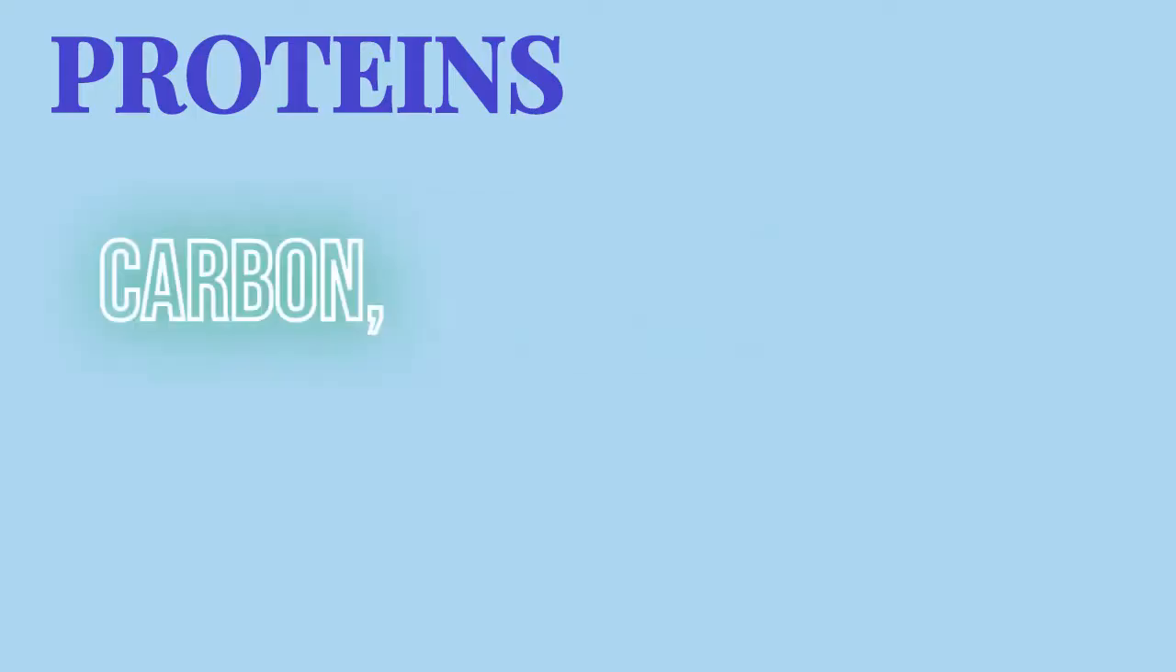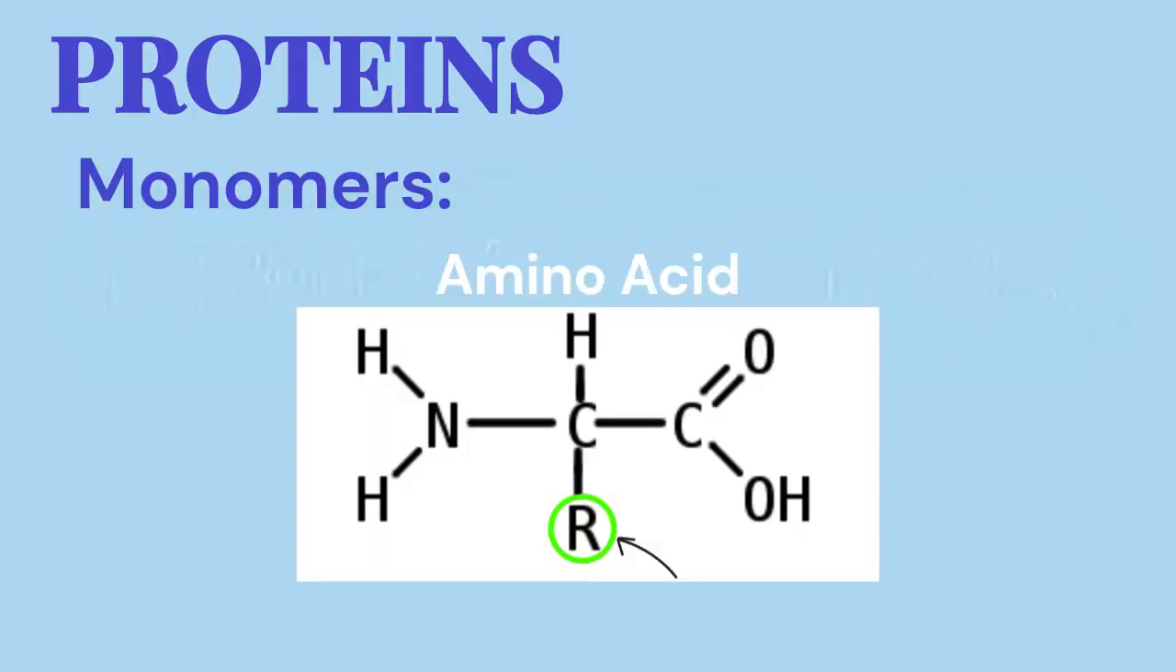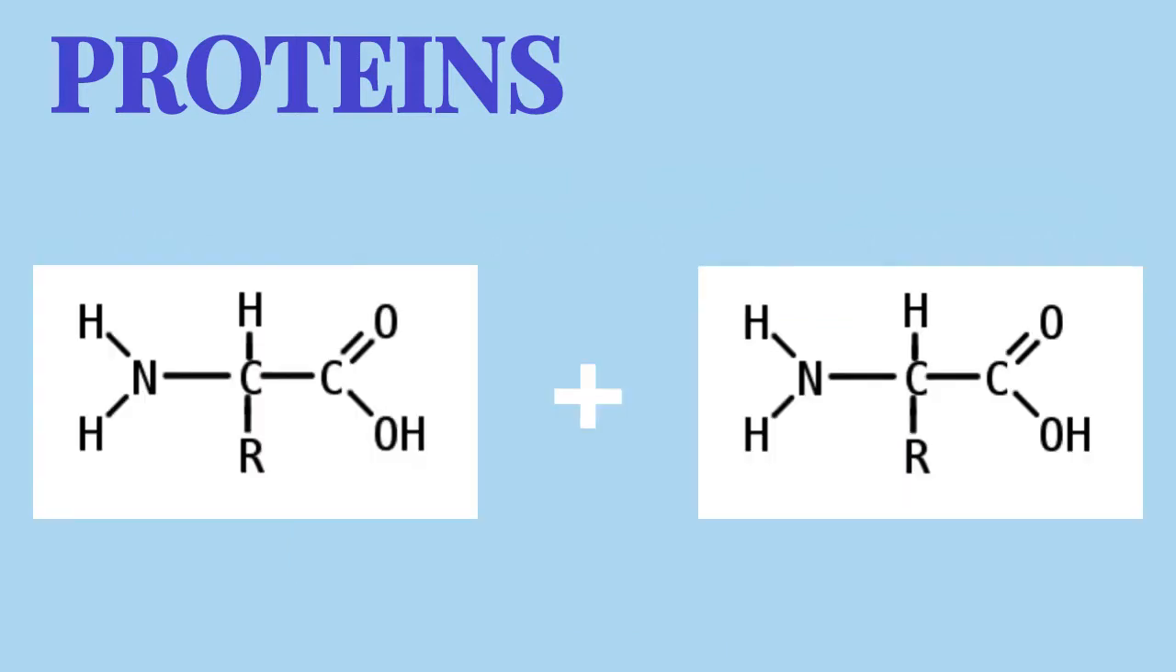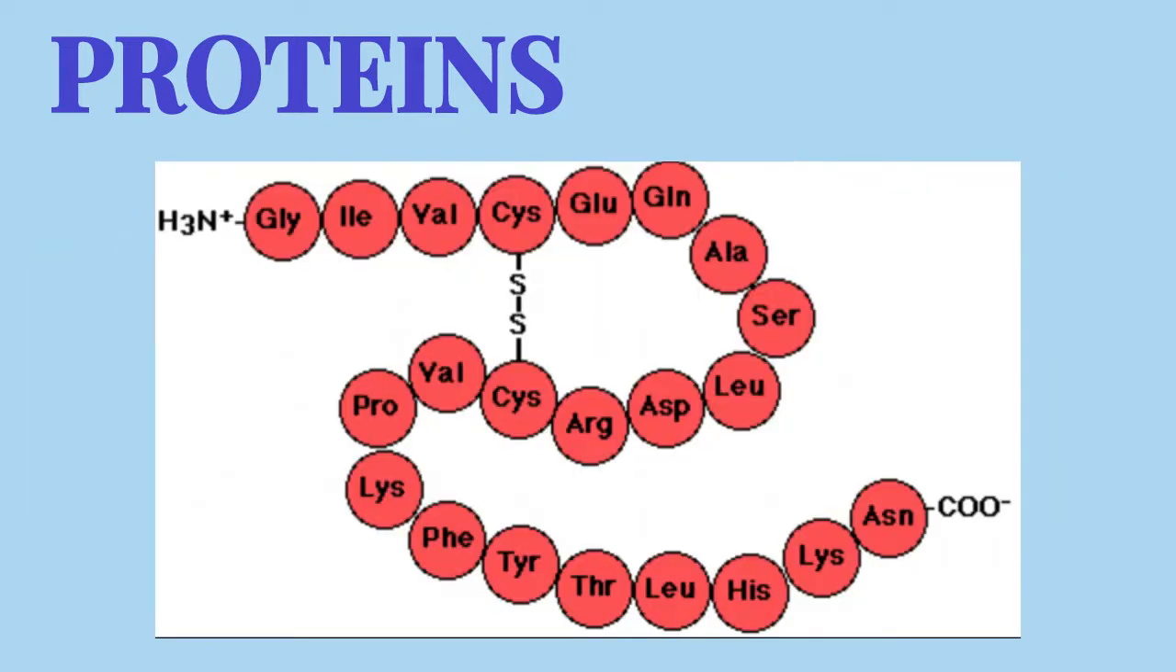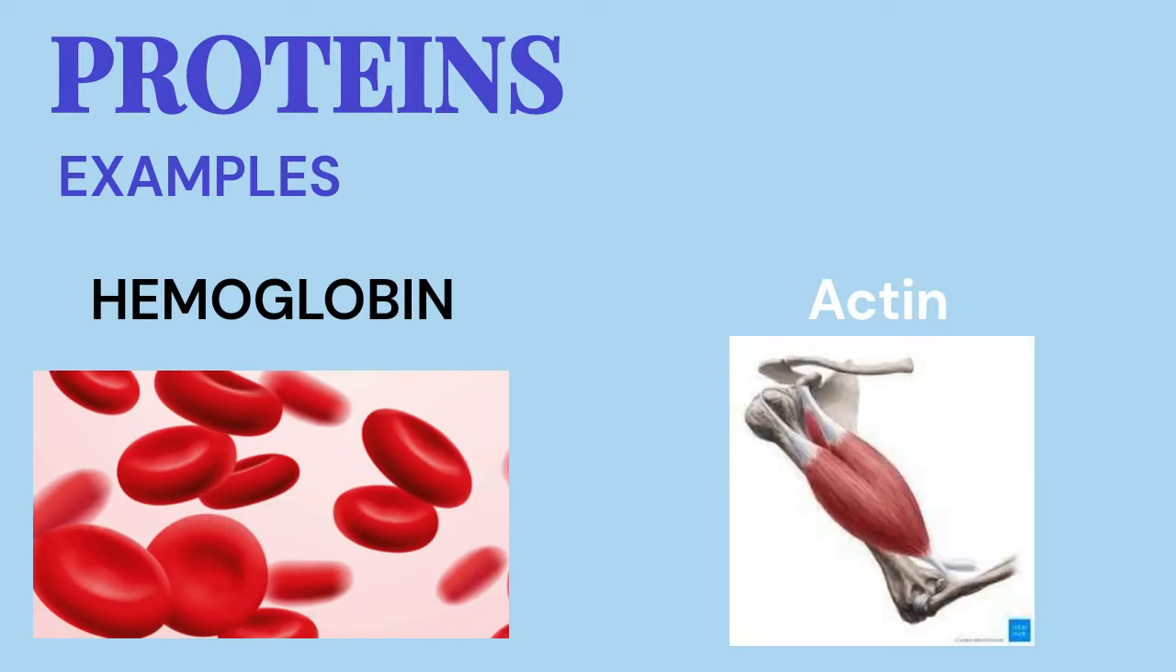Second, we have proteins containing CHO and N. The monomers of proteins are amino acids which vary by their R groups. They bond together through peptide bonds, creating polypeptide chains. Examples include hemoglobin in blood and actin in muscle proteins.